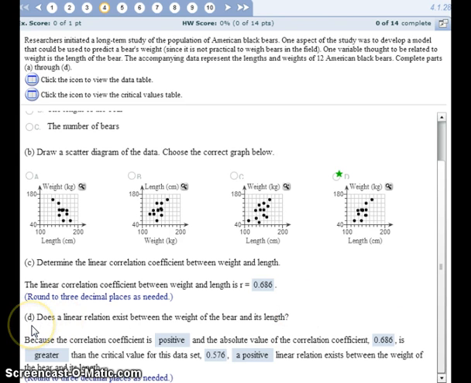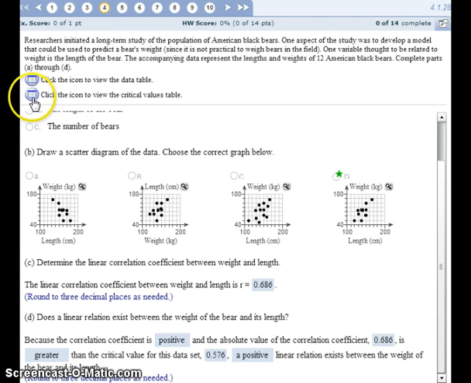And then for part D, trying to sum everything up, is there a relationship between weight and length of a black bear? Is it a positive? Is it a negative relationship? You use your correlation coefficient. This is a positive number, so the correlation coefficient is positive. Its absolute value is 0.686.